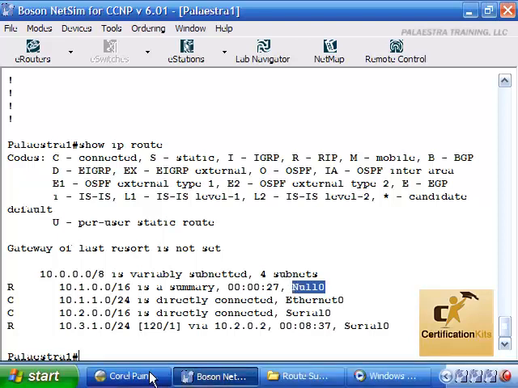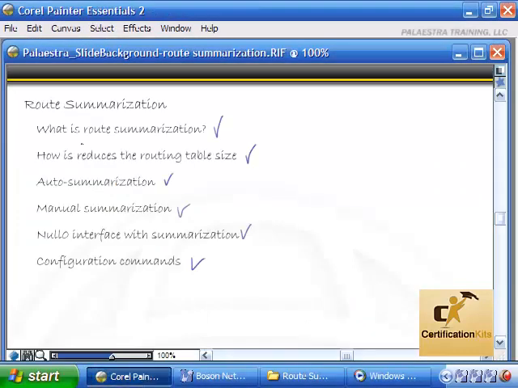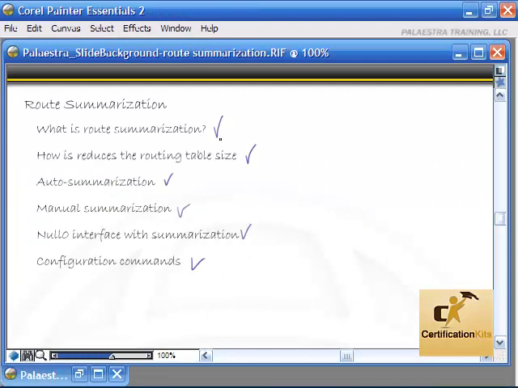So we have talked about route summarization, what summarization is, how it reduces the routing table size, auto summarization, manual summarization within the network, the null zero interface, again kind of like the trash can for the routers, and configuration commands we've used to go over it.